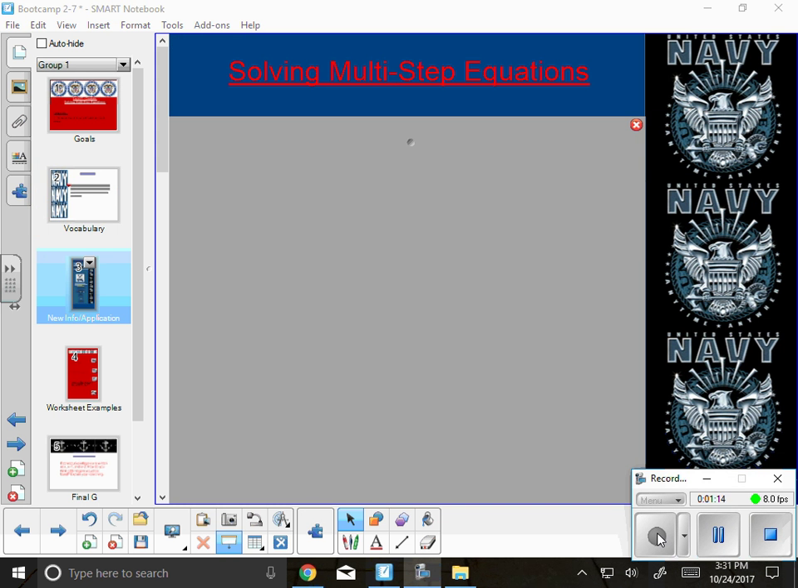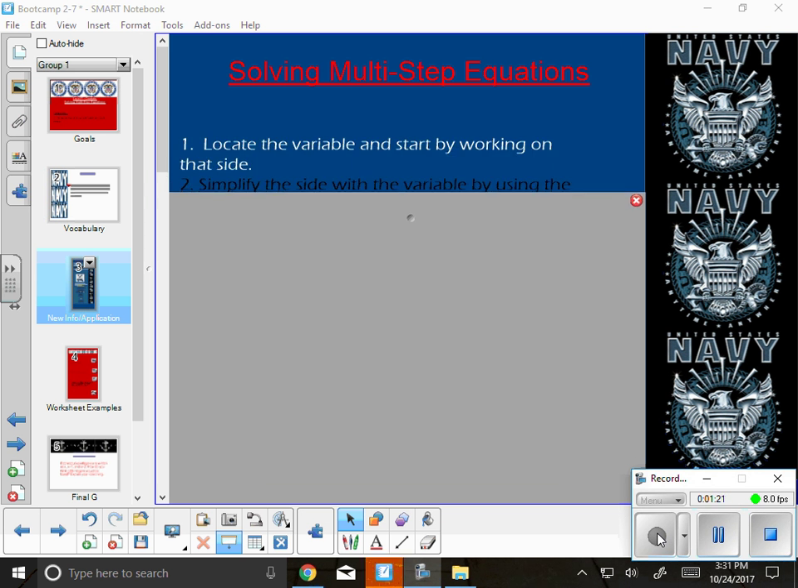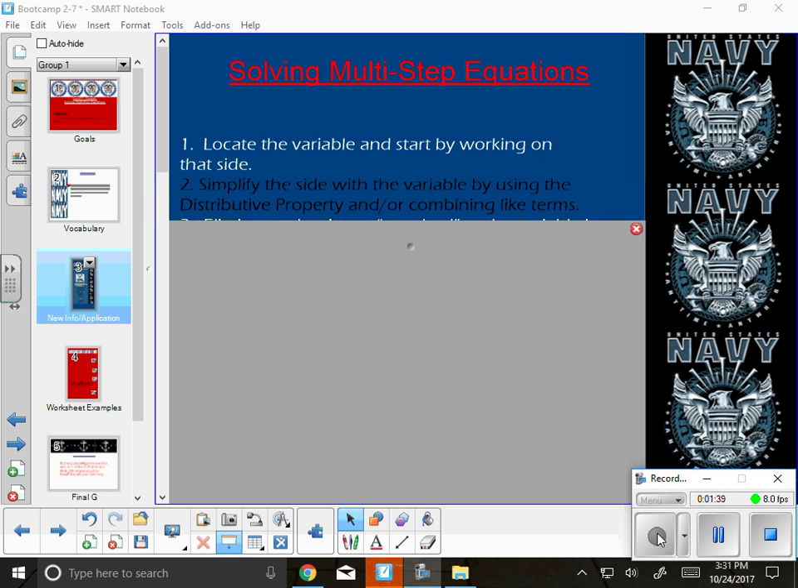Alrighty, so now we're going to start with our new information, solving multi-step equations. Our procedure starts with step 1: locate the variable, and start by working on that side. I think we've done this enough that hopefully that's ingrained in your brain. You can start with everything else, but it might make it a little bit more difficult when you're trying to solve these equations. Step 2 says you're going to simplify the side with the variable by using the distributive property or combining like terms.